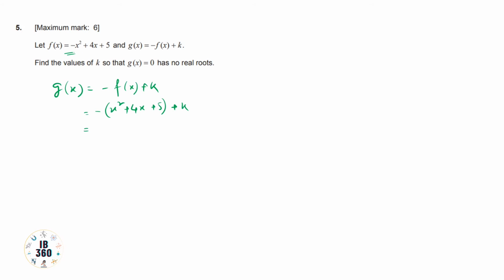So from here we are getting x square, minus and minus makes plus, then minus 4x minus 5 plus k. So this is our equation, this is our quadratic equation. So from the quadratic equation, if we are trying to find the values for no real roots, then we have to consider the discriminant.